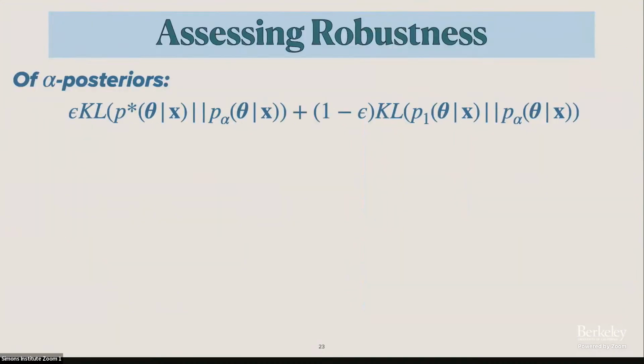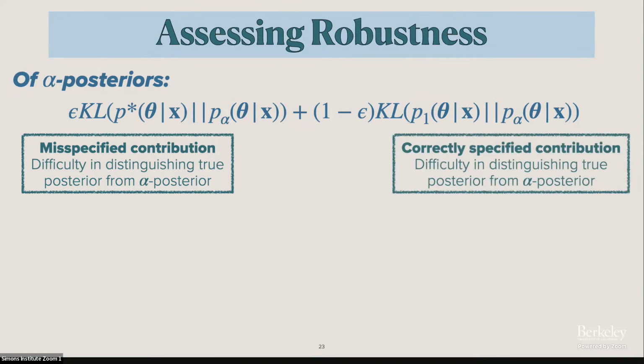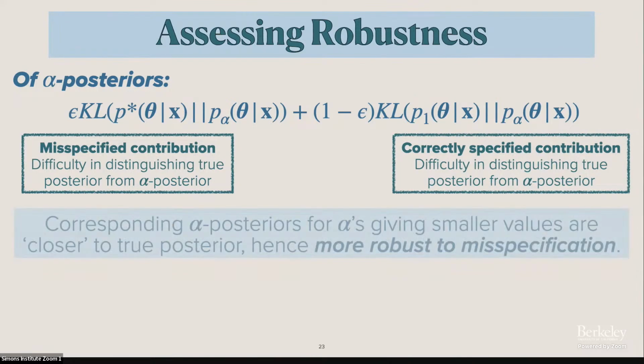in the misspecified case. And so the object we'd like to study is this. If we're thinking about robustness of alpha posteriors, what we'd like to study is this expected KL. The first term is my misspecified contribution. It's the KL between my reported posterior over here and the truth over here, but I'm misspecified with probability epsilon, so the truth is this P star that comes from my other model class. And then with probability 1 minus epsilon, I'm correctly specified. My truth now is the alpha equals 1 posterior.